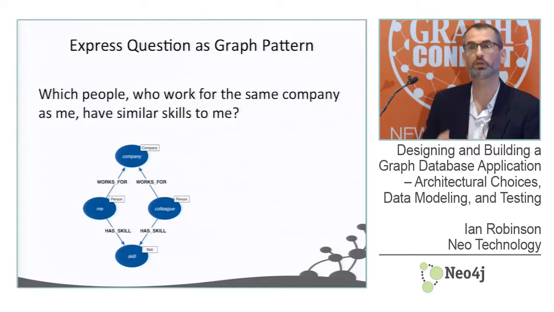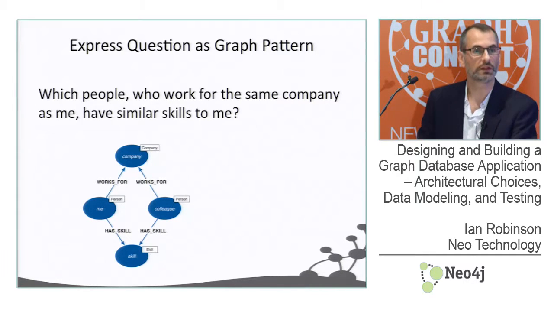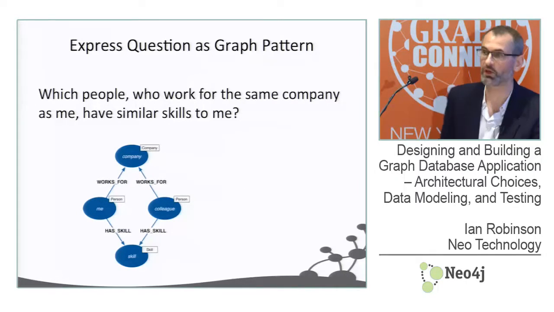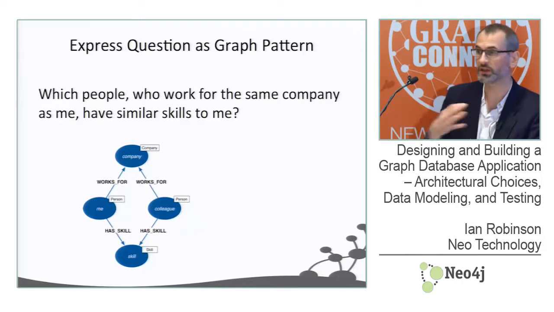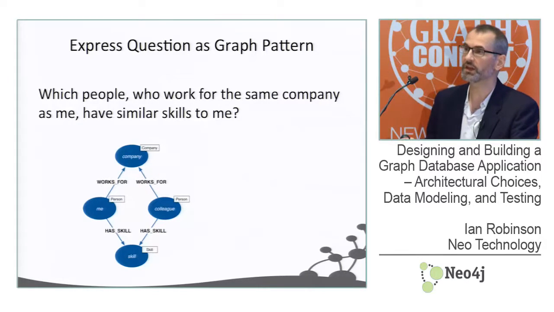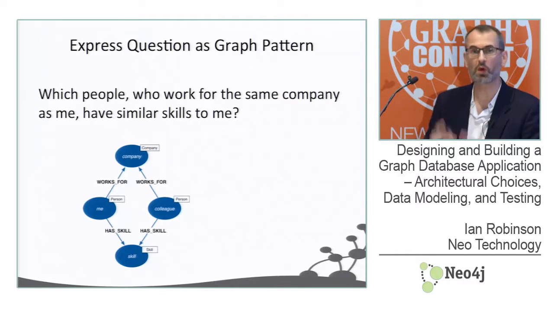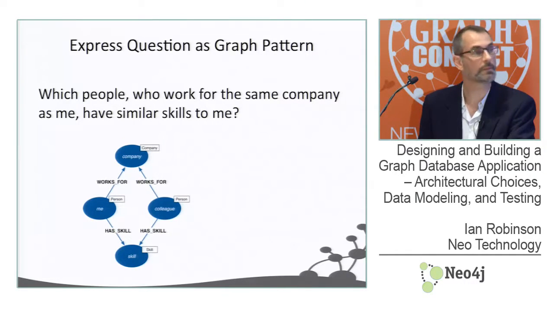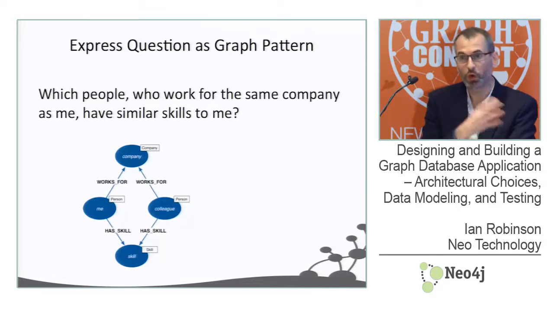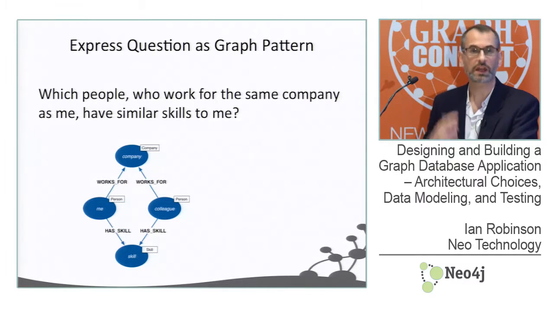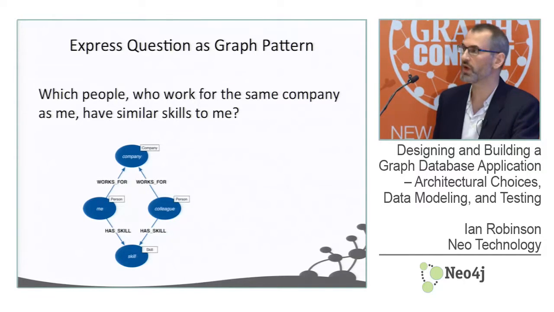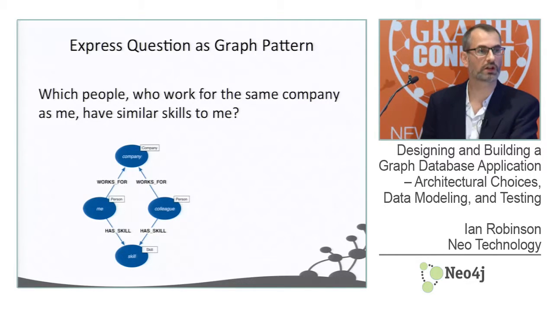And I'll be looking for multiple instances of this pattern. Every instance anchored on the node that represents me, but hopefully matching different colleagues and different skills, all of whom are connected to the same company node. So I'm looking for multiple instances of this diamond-shaped pattern. So that's the pictorial representation, but I can turn that again into a Cypher path or a couple of Cypher paths that represent the pattern that I'm looking for inside of my graph.